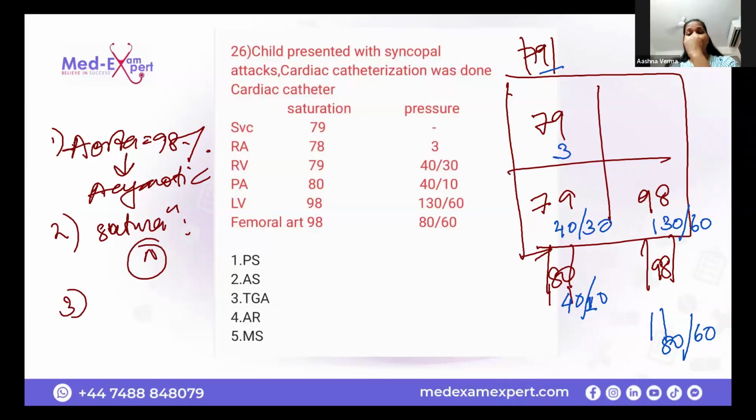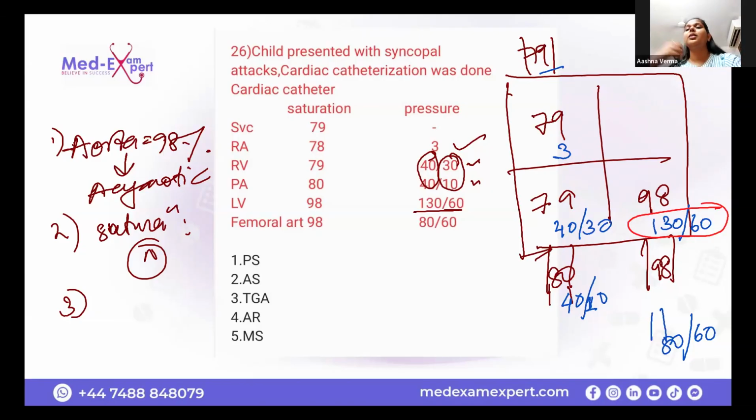Coming to the third step, the pressures. The pressure in the right atrium is fine. The right ventricle is a little on the higher side, and the pulmonary artery is a little low, but the difference is not much. There's no significant difference here. But look at this: the left ventricle shows a pressure of 130. This is way too high. So 130 by 60.